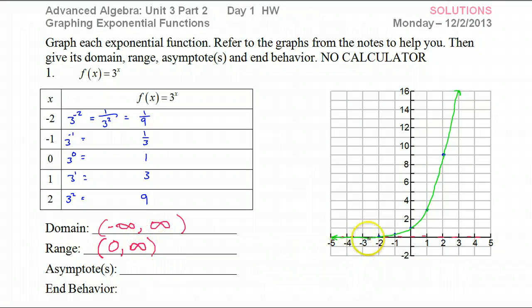Now the asymptote, I drew it. It's right here on the x-axis. But you will always write the equation of that line. And a horizontal line always has the equation y equals something. So if it's right on the x-axis, that is y equals 0. You must put y equals.